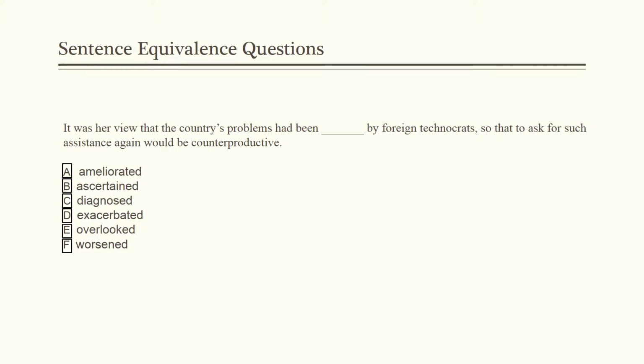This sentence relates a piece of reasoning, and therefore asking for the assistance of these foreign technocrats would be counterproductive because of the effects that they might have had in the past. And the sentence indicates that technocrats must have had bad effects. What are the two words that mean bad or are synonymous to that? Let's look at the answer choices. Ameliorated, ascertained, diagnosed, exacerbated, overlooked, worsened. Now, the two words that are synonymous to bad are exacerbated and worsened.